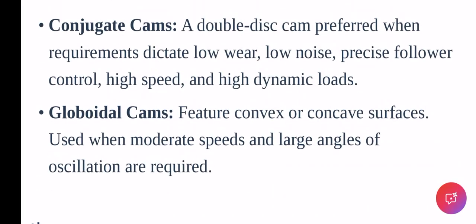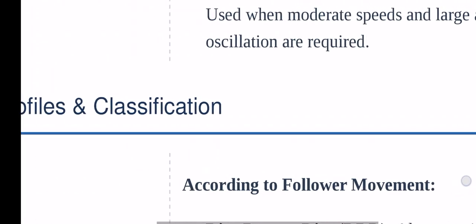Conjugate cam: a double disc cam preferred when requirements dictate low noise, precise follower control, high speed, and high dynamic loads. Globoidal cam: features a convex or concave surface, used when moderate speed and large angles of oscillation are required.